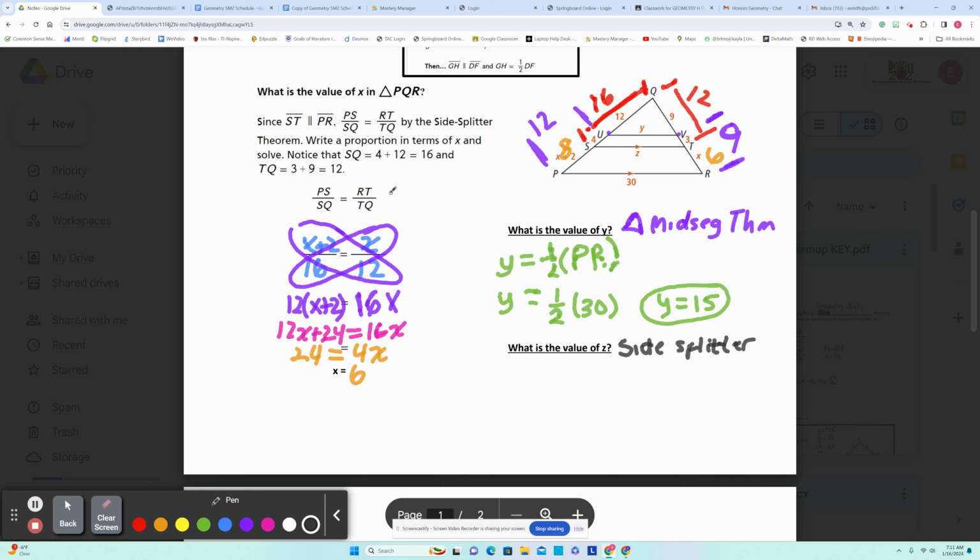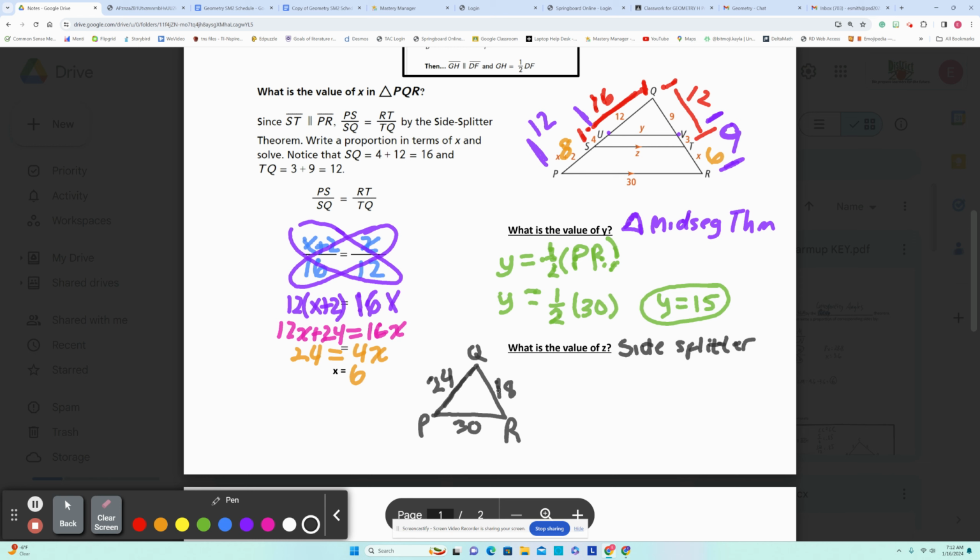Okay, we're going to use side splitter theorem, or you can use the two triangles. So I'm going to show you the two triangles part, so I'm just going to kind of draw this out. So I have this larger triangle, which is PQR. Now if I added all of PQ, that's going to leave me with 24 on this side. We know PR is 30, and we also know that QR, if we added 9 and 9, that would give us 18.